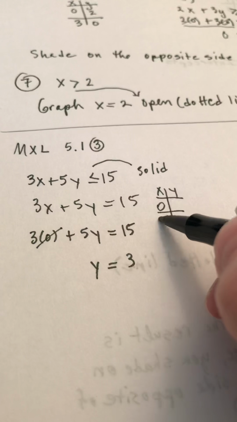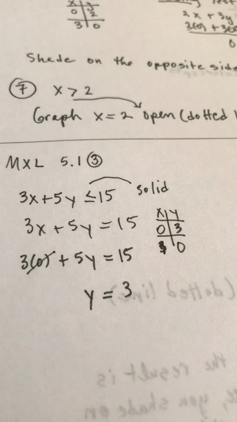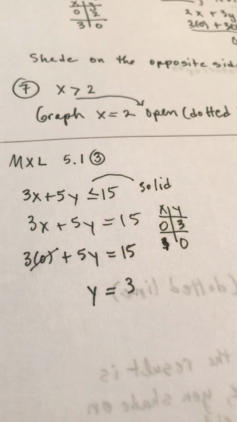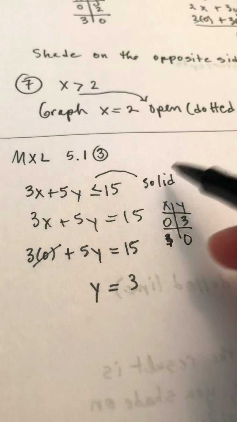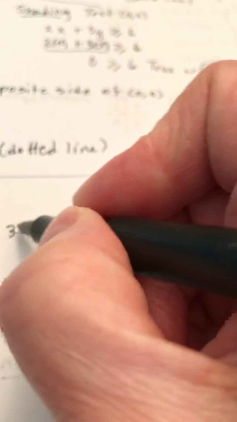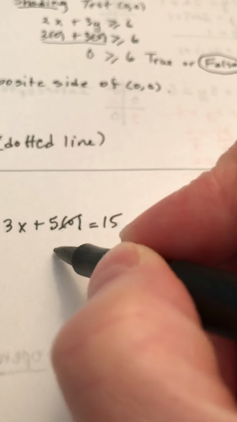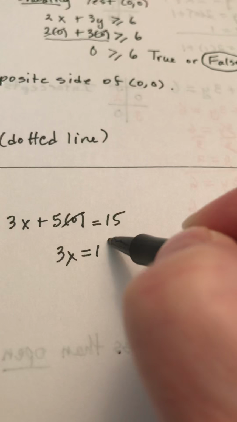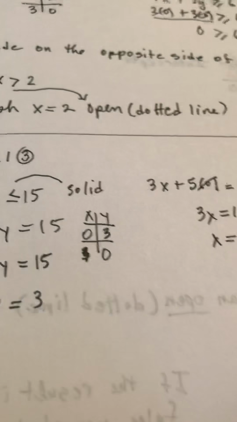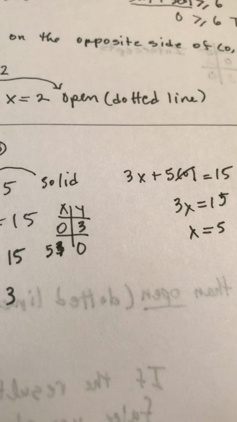Divide both sides by 5. Oops, excuse me, put that in the wrong place. There we go. So that is 0, 3. That's y equals 3. It should go over here. Now if I put in 0 for my y, what do I get? 3x plus 5 times 0 equals 15. This gives me 3x equals 15, and x is equal to 5. So over here in my chart, this should be 5, 0. I'm going to graph those two intercepts.